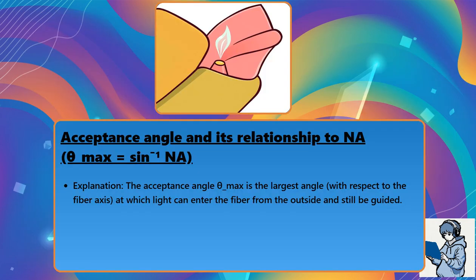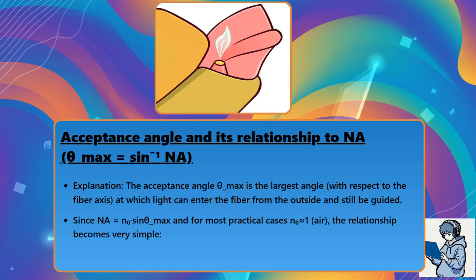The acceptance angle theta max is the largest angle with respect to the fiber axis at which light can enter the fiber from the outside and still be guided. Since NA equals N0 times sin theta max, and for most practical cases N0 is approximately 1 for air, the relationship becomes very simple. Theta max equals inverse sine of NA.